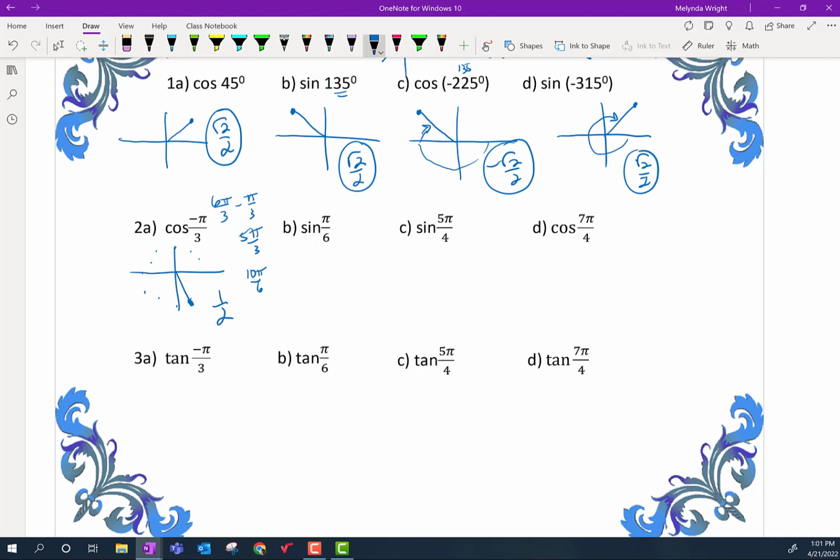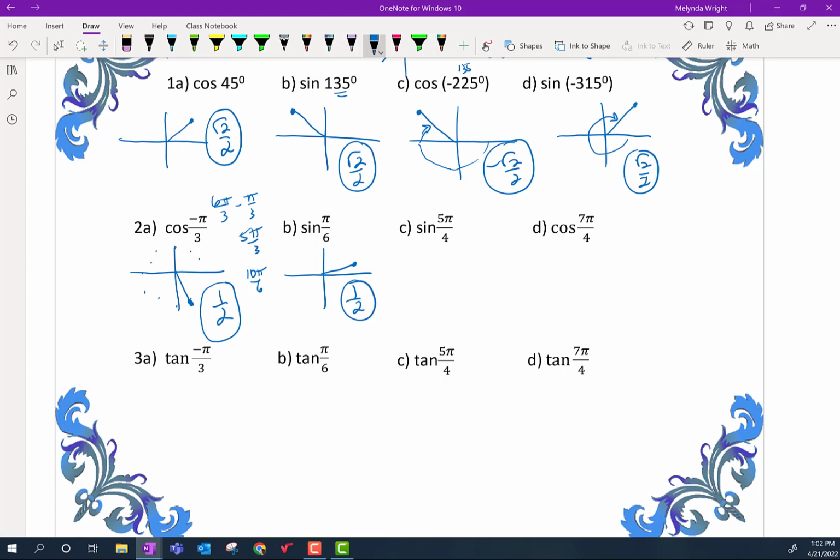Now, is that where cosine is positive or negative? X is positive or negative? It's positive. So it's on the right side of the y-axis. Whew, all these things, right? All right, let's look at pi over 6. Here's pi over 6 right here. What is longer? It's longer along the x-axis. So that means the y is going to be the smaller number, which is 1 half.